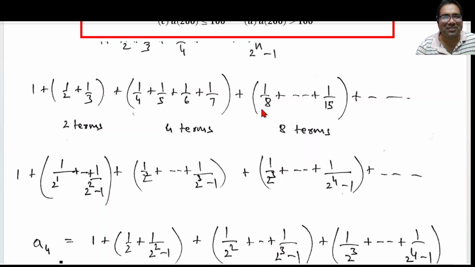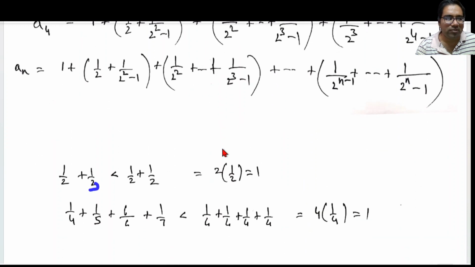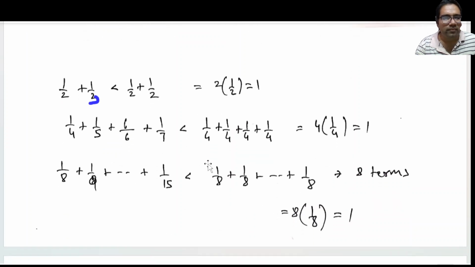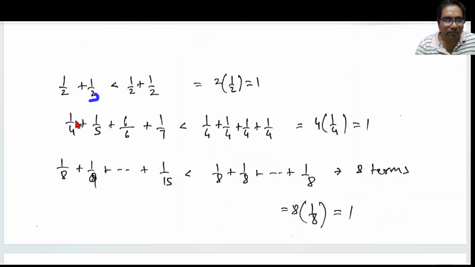Similarly, these 8 terms will be less than 8 times 1 by 8. This is 1 by 9, 1 by 10, 1 by 11, all of them are less than 1 by 8. So together these 8 terms will be less than 8 times 1 by 8 because there are 8 terms. So that means everywhere it is less than 1.